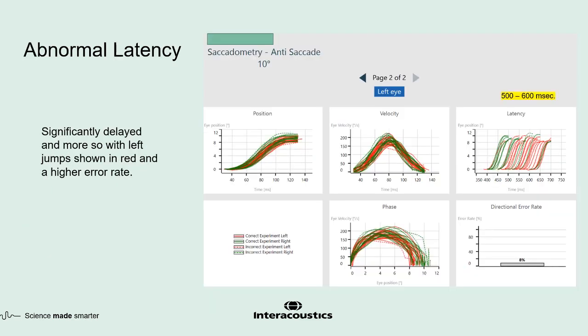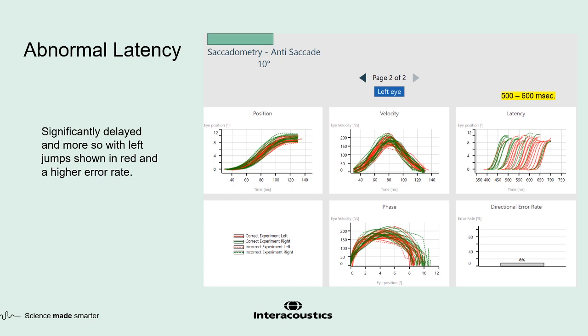Here's a patient where you can see their jumps in green. Their jumps to the right have got much shorter latencies than their jumps to the left. That's a fairly significantly impaired brain, despite the fact that their position and velocities are fairly consistent among each other.